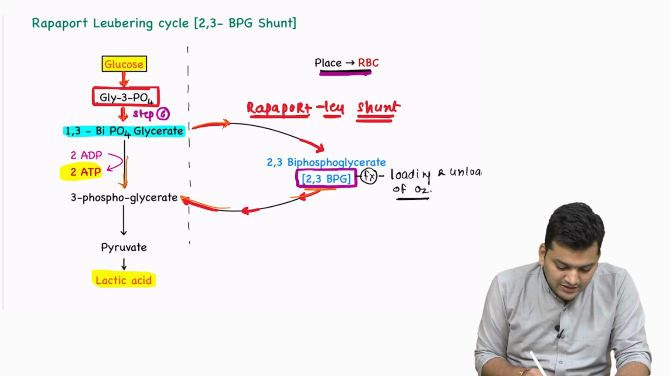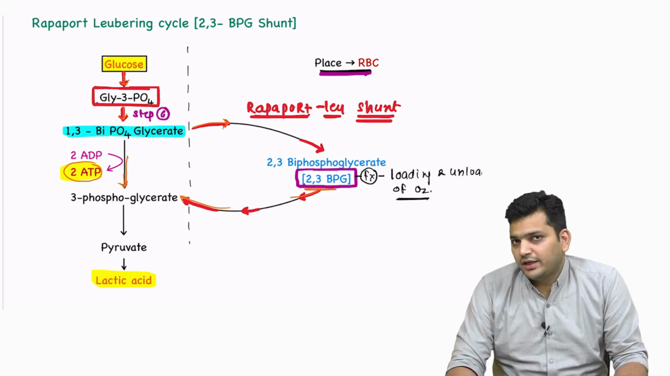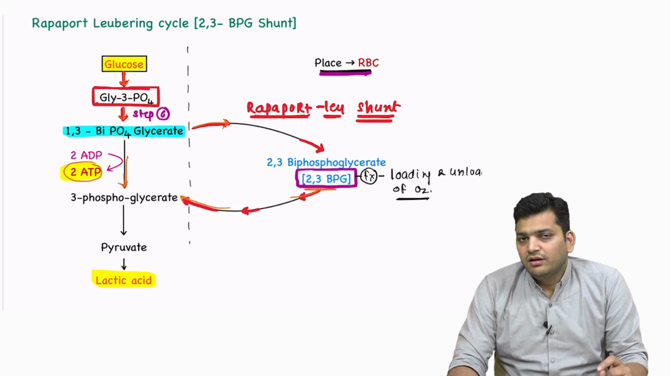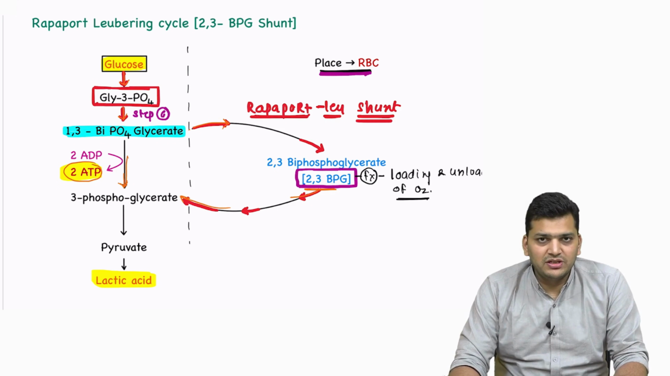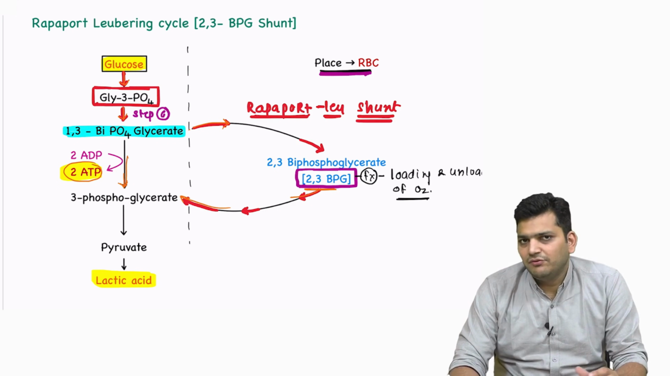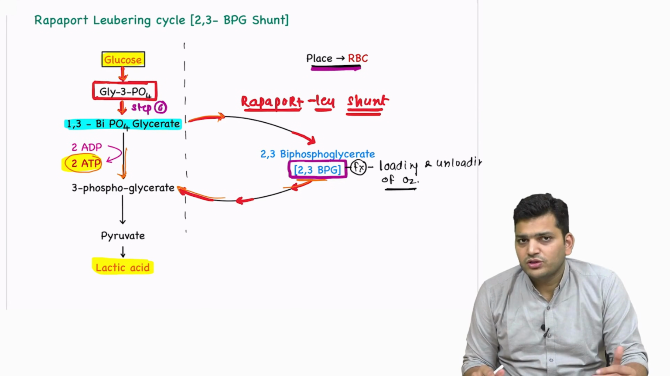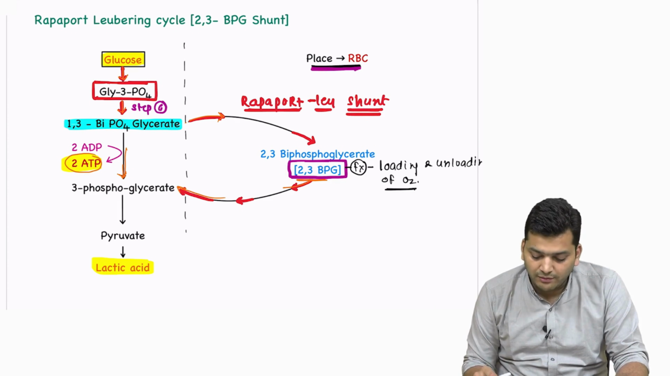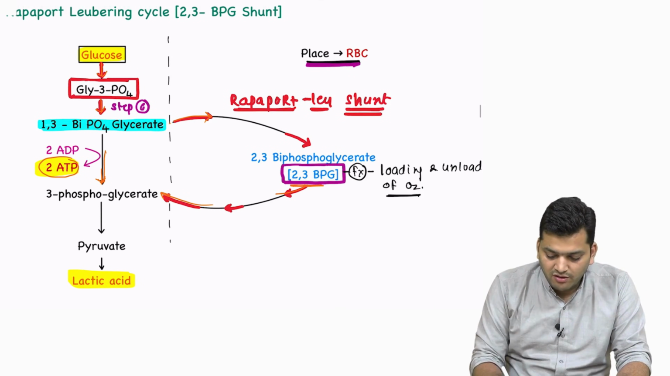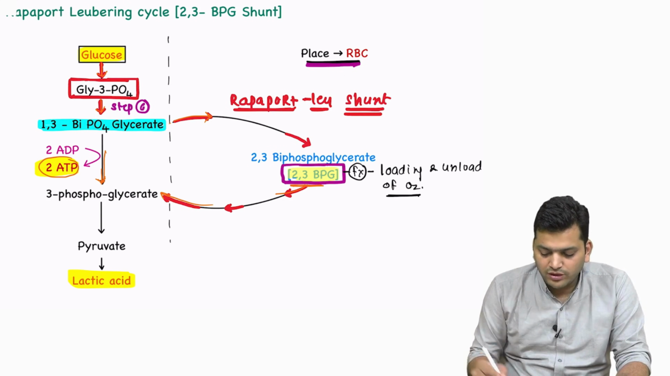So the 2 ATPs that we were supposed to get, we are not going to get now, if we are doing the Rapoport-Luebering shunt or the 2,3-BPG shunt. So the RBC sometimes will do like this, and if they do like this, they are not going to generate these 2 ATPs. But why are they doing this? What is the requirement of this 2,3-BPG?